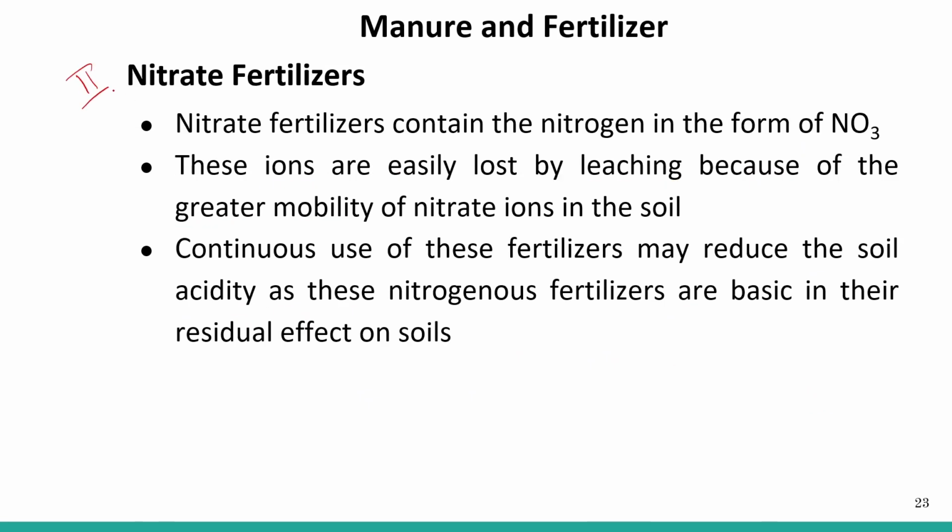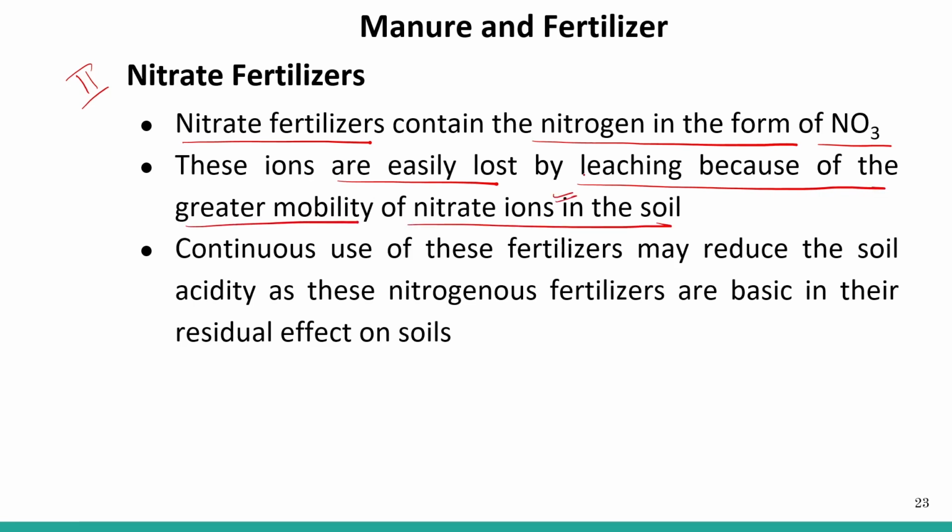Second type, that is the nitrate fertilizer. Now the ammonium fertilizers we have completed. The second type is the nitrate fertilizer. So the nitrate fertilizer contains nitrogen in the form of NO3. These ions are easily lost by leaching because of the greater mobility of nitrate ions in the soil. So this is one of the disadvantages, that this particular type of fertilizer can be lost by the leaching effect, right? So they have a lot of mobility of nitrate ion in the soil.